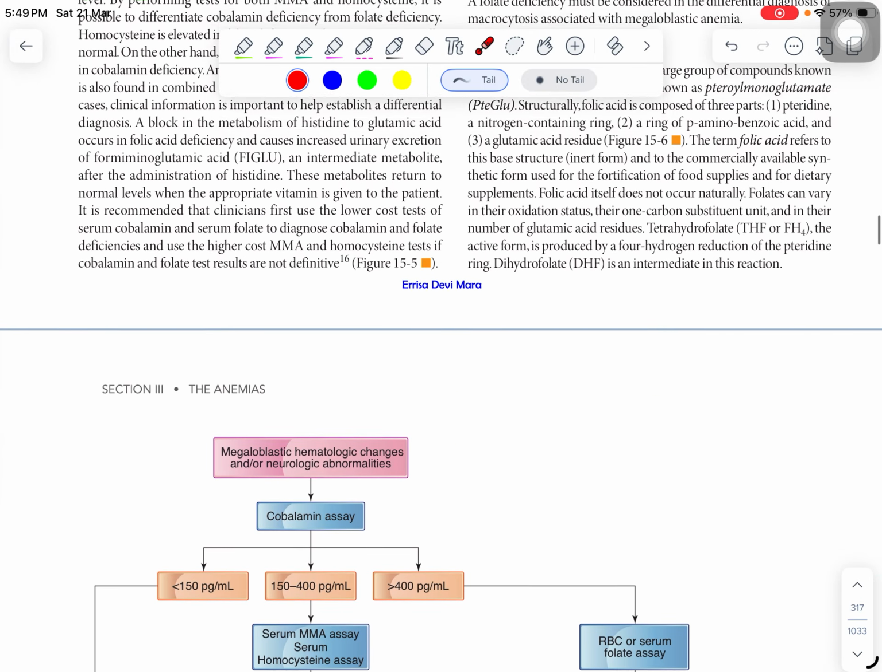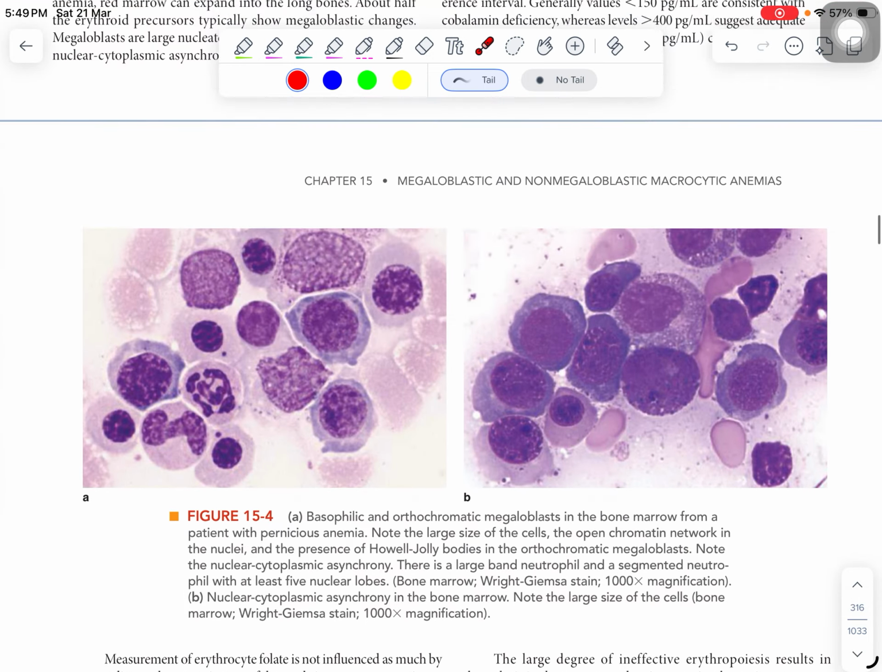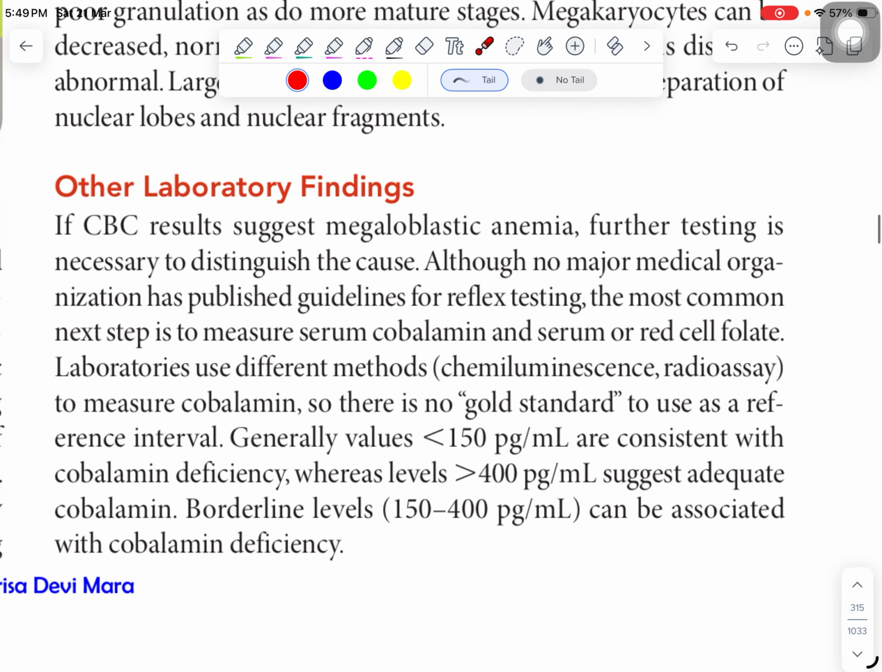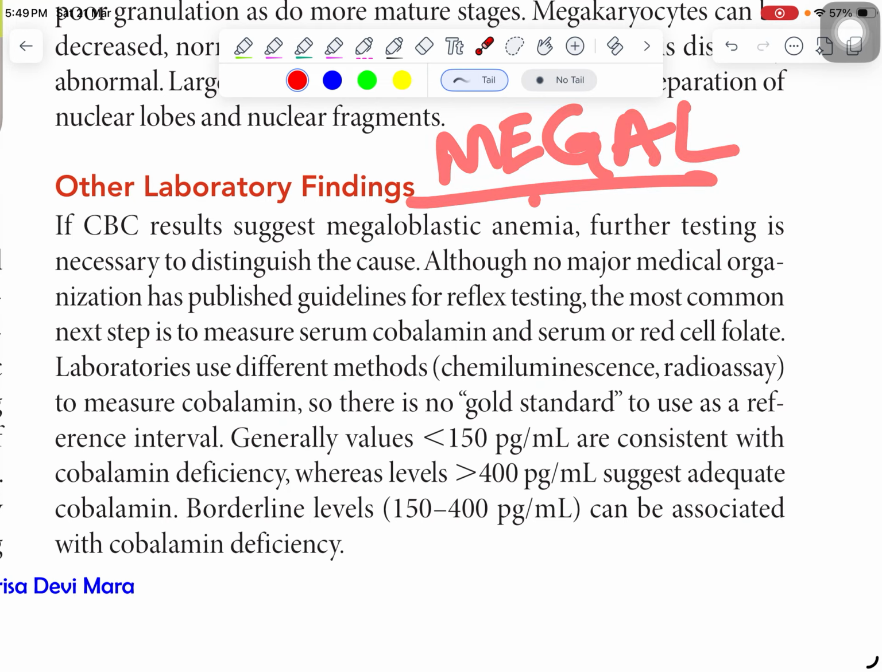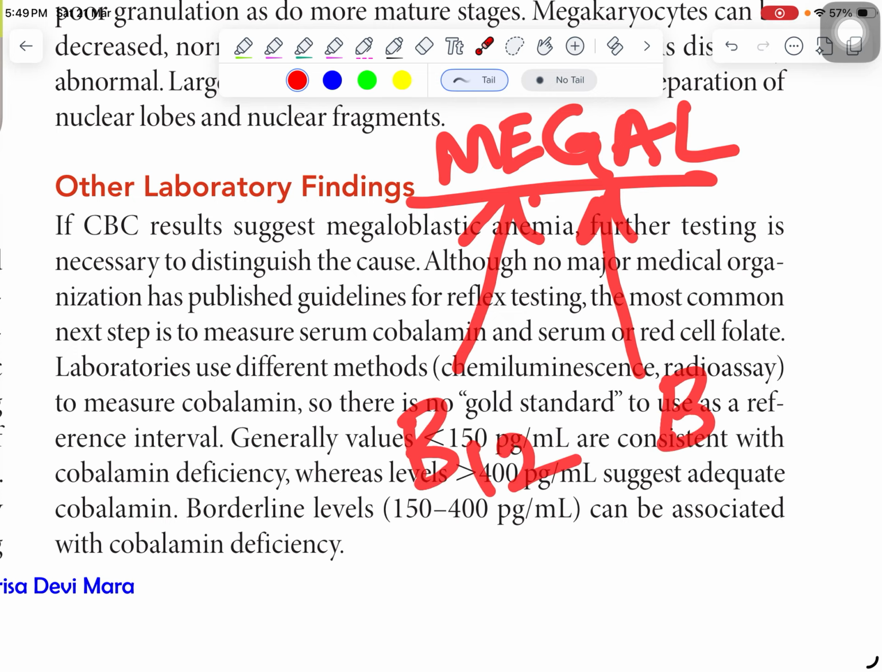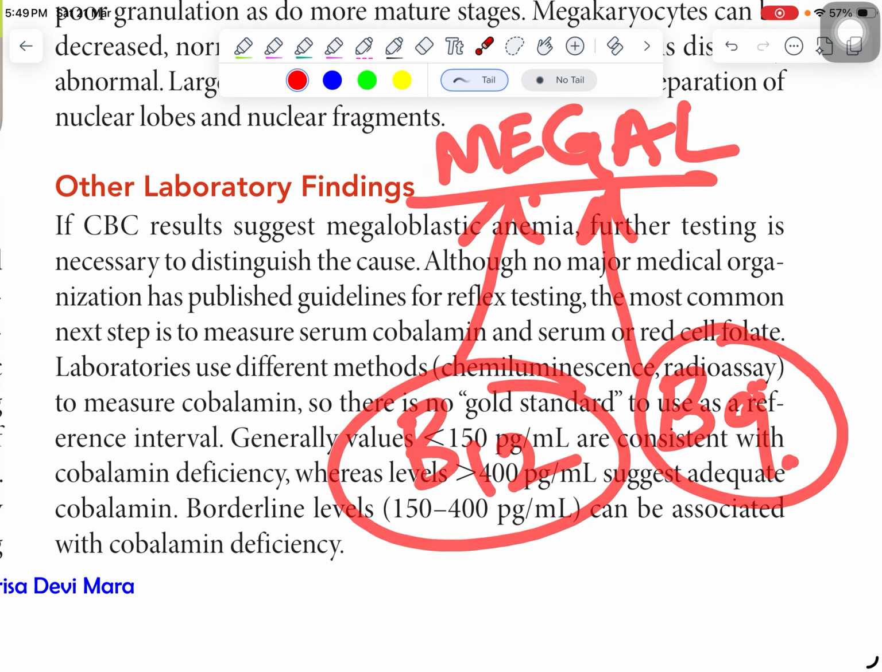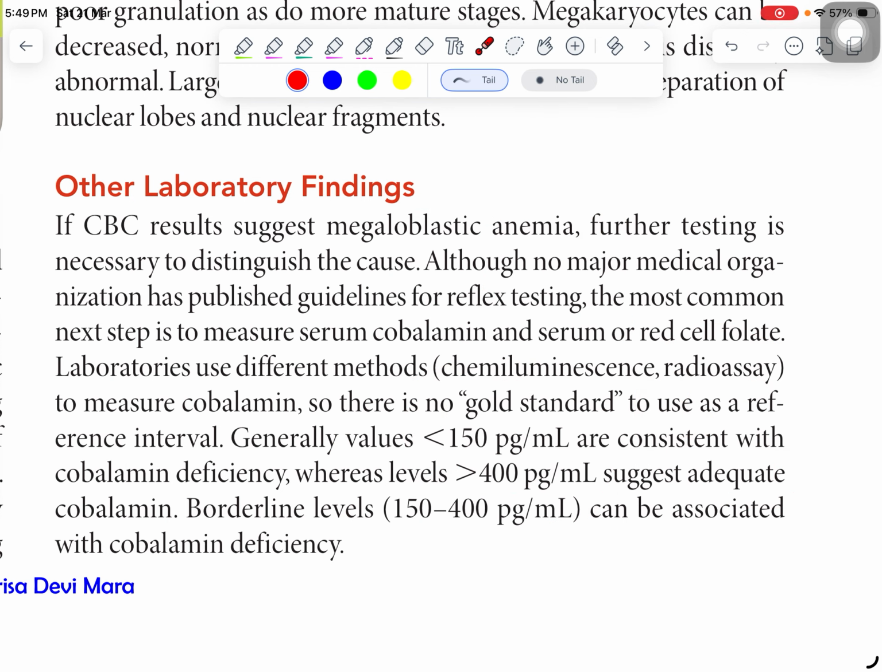Before that, let me just say, other laboratory findings: if CBC results suggest megaloblastic anemia, further testing is necessary to distinguish the cause. If it is a megaloblastic anemia, then what is the cause we have to see? Two causes are there, right? B12 deficiency and B9 deficiency. To see which one is deficient, we have to go for further investigation.